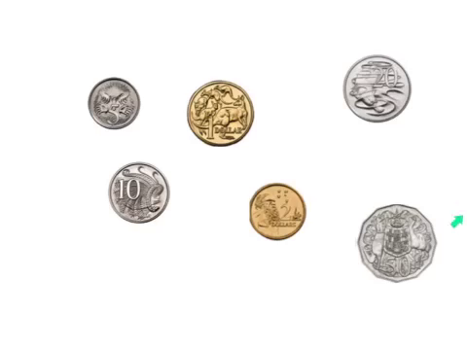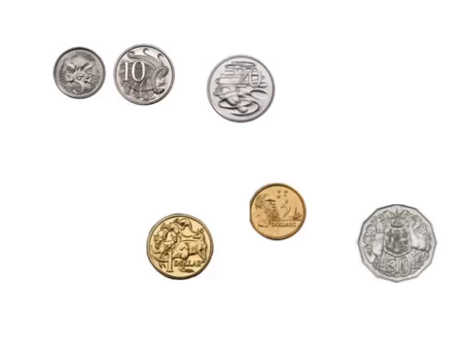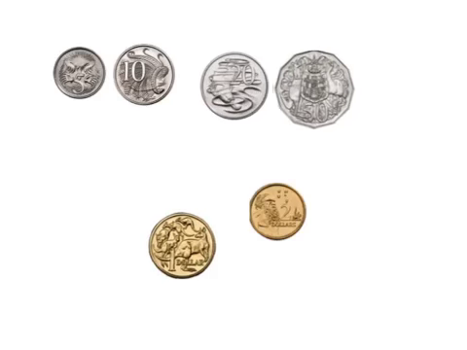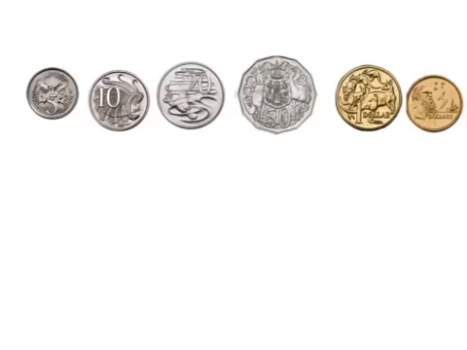So here are our Australian coins. We have the 5-cent piece, the 10-cent piece, the 20-cent piece, the 50-cent piece, the $1 coin and the $2 coin. And you already know how to put these in order from smallest value to most value. So we know that 5 cents is the least value and $2 has the most value.